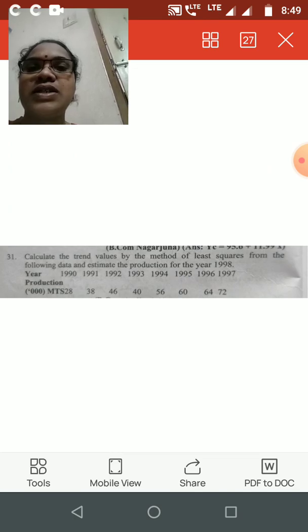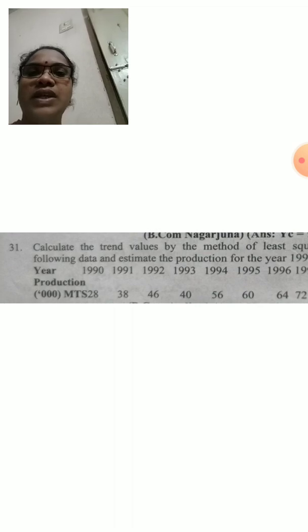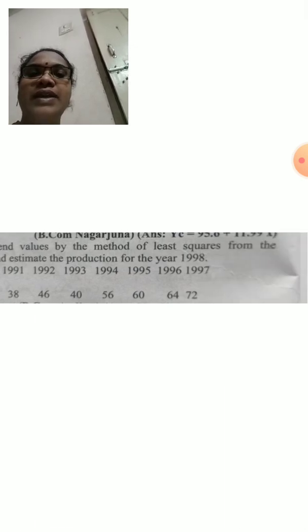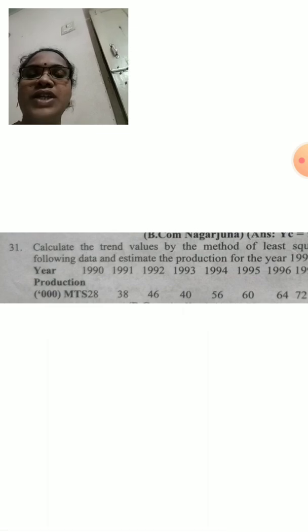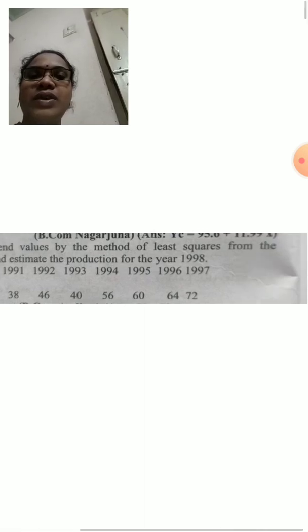And now we discuss the least squares method, the remaining problems. Calculate the trend values by the method of least squares from the following data and estimate the production for the year 1998. Years are 1990, 1991, 1992, 1993, 1994, 1995, 1996 and 1997. The production is in MTS: 28, 38, 46, 40, 56, 60, 64, 72.